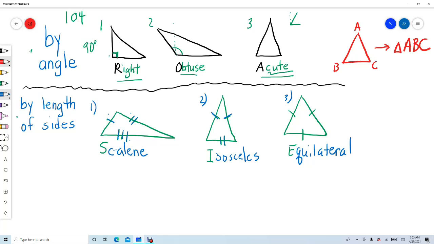scalene, isosceles, or equilateral. And we can take any triangle, let's see, I'll draw one down here. You know, my drawing skills are really poor. Try again. Let's see.